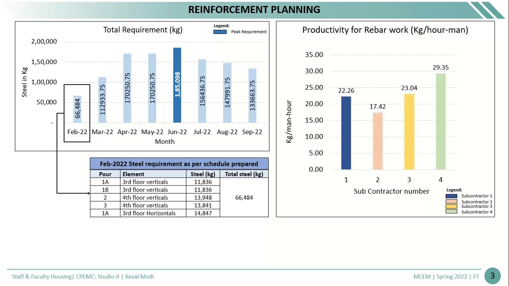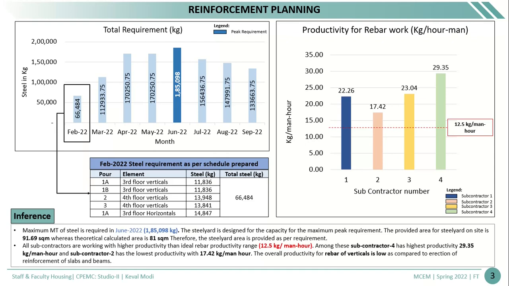Then the productivity for the rebar work is calculated. On our site there are four buildings, and in each building there are different subcontractors. So for each subcontractor, rebar work productivity is calculated. As per IS 7272, the minimum productivity for rebar work is 12.5 kg per man-hour, and on our site all subcontractors are working with a higher productivity rate. Among these, subcontractor 4 is working with the highest productivity, which is 29.35, denoted with the green color.